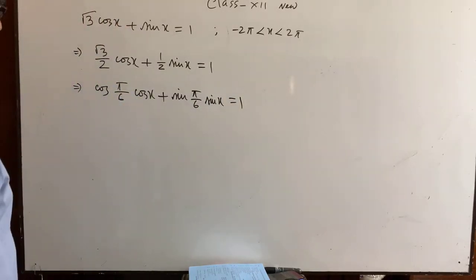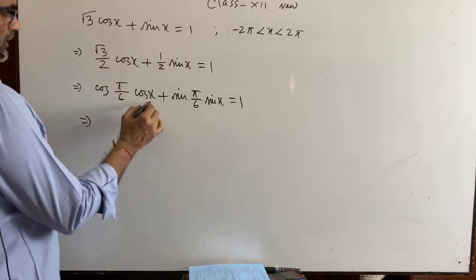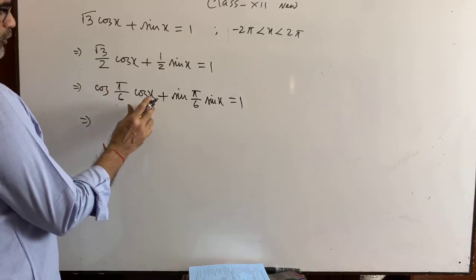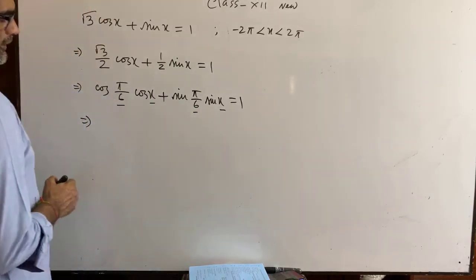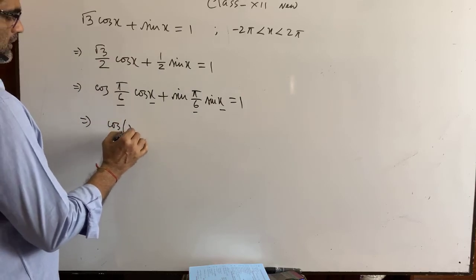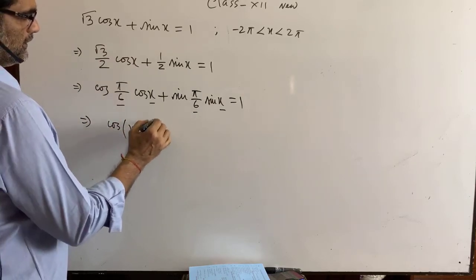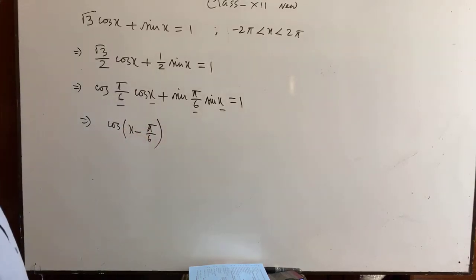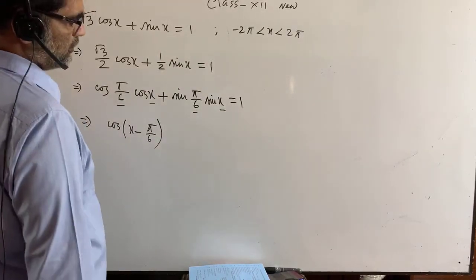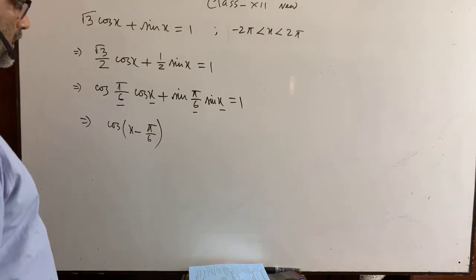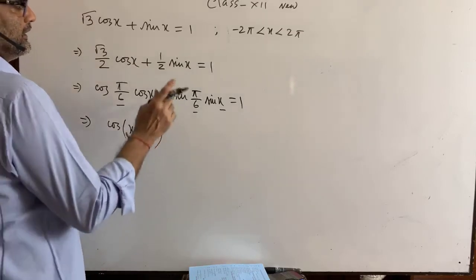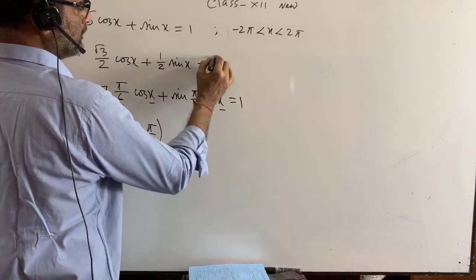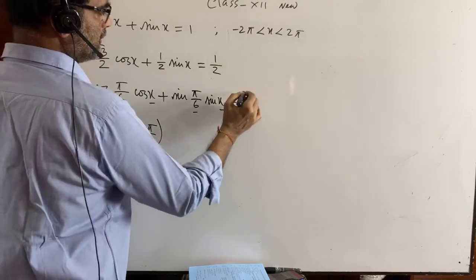Now what are we getting here? Cos A cos B plus sin A sin B. We are getting cos of A minus B. Then what should be given? Cos theta equals to 1. What is the formula? Can you please remember? We are mistaken here. It is to be divided by 2, so it will be half.